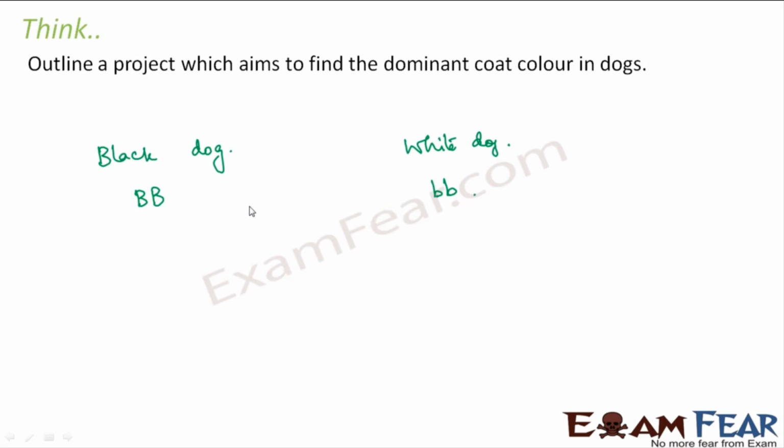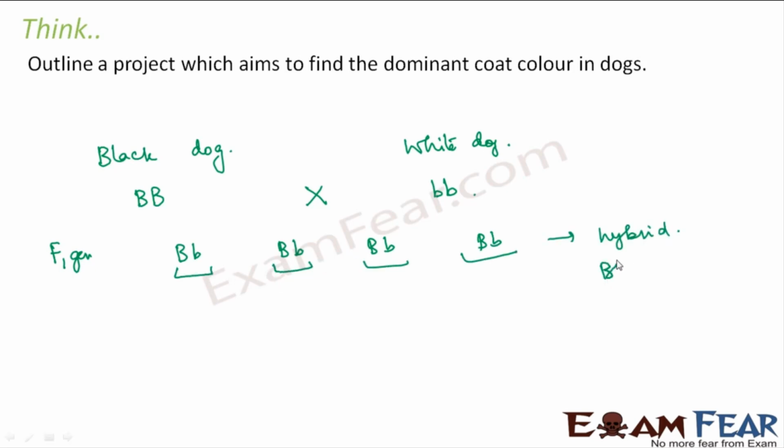Now if both of them are bred together, if they mate with each other, what will happen to the F1 generation? The F1 generation will have Bb, Bb, Bb and Bb. That is, all of them are hybrid, but they are all black, right? So we can say that black is the dominant coat color in dogs, right?